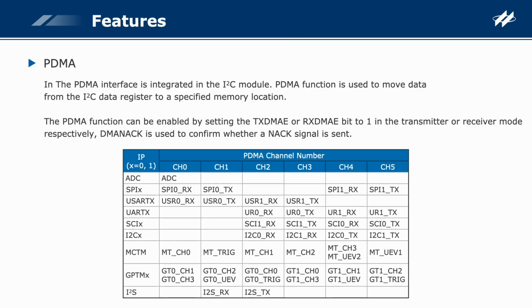Before configuring the PDMA, the I²C PDMA channel must first be confirmed. This can be found in the PDMA chapter of the user manual. For example, the HT32F52352 uses channels CH2 to CH5 as the PDMA channels for the I²C0 and I²C1 modules. For a more detailed description on the PDMA configurations, refer to the PDMA chapter.